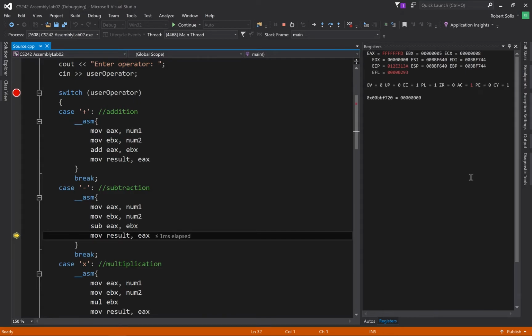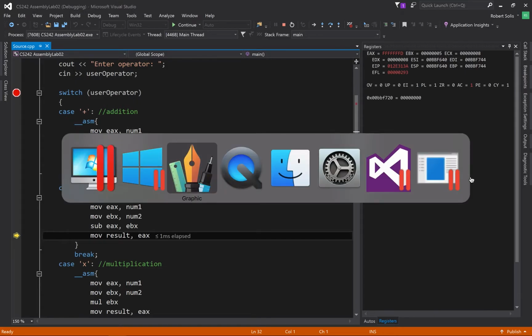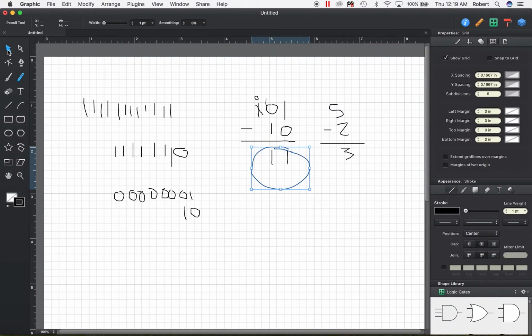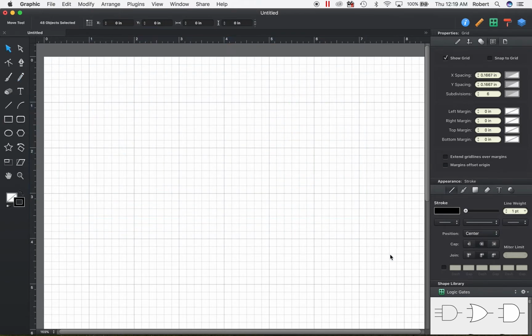Well, what happened here? Well, let's go back over here to my graphics program, and let's see if I can explain what's going on here. So first of all, we said, what is 2 minus 5? And of course, you know that the answer to this is negative 3.